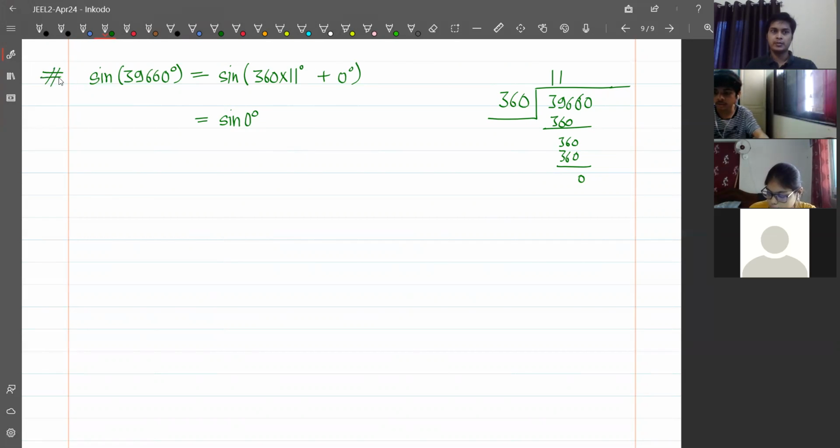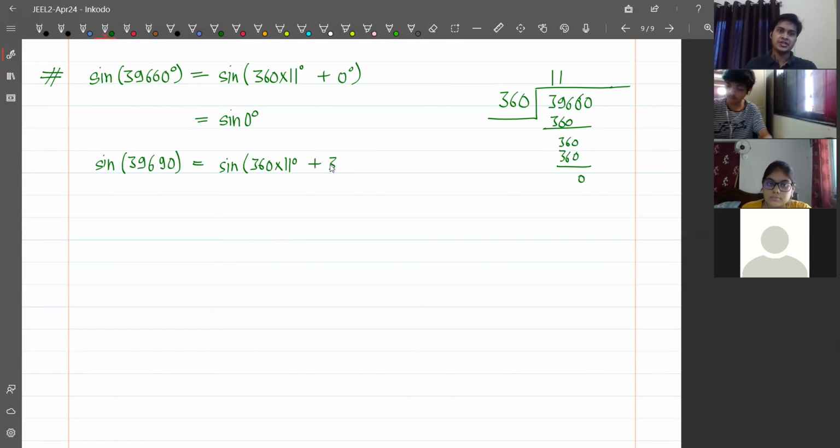So we can write it as a multiple of 360. If the remainder were here, after 11 rotations it is 0 degrees only. For example, if sine was written here for 396, let's say we add 30, it would become 690. So here after 11 rotations, 30 degrees would remain. 360 into 11 plus 30 degrees. So we can directly write it as sine 30 degrees. That would be half.